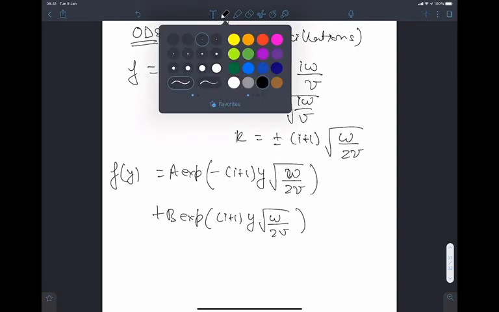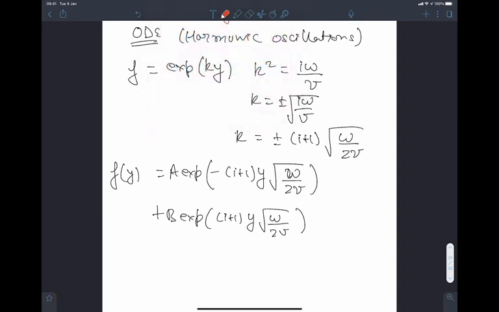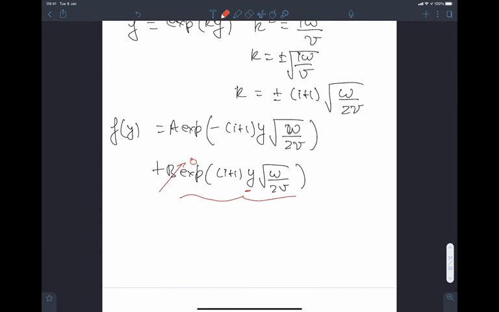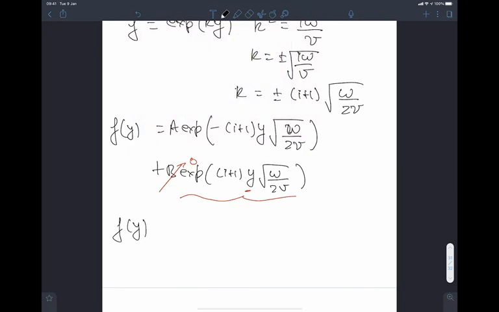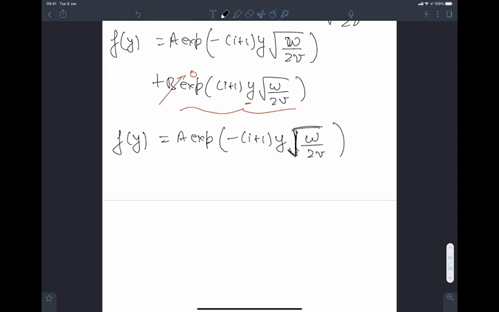But of course, we should have a bounded solution in y. So if this term will exist, then the solution will get unbounded in y, and therefore b should be equal to 0. So this is where we apply the first boundary condition that we had. And so the f that we get is a exponential of minus iota plus 1 y square root omega by 2 nu. And once we plug this into the final solution, which is u y comma t, is the real part of f y e to the power iota omega t.